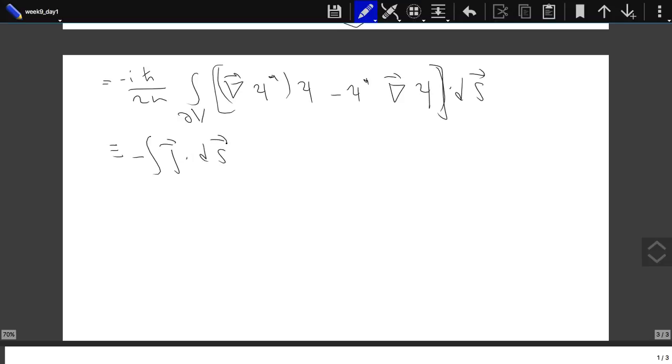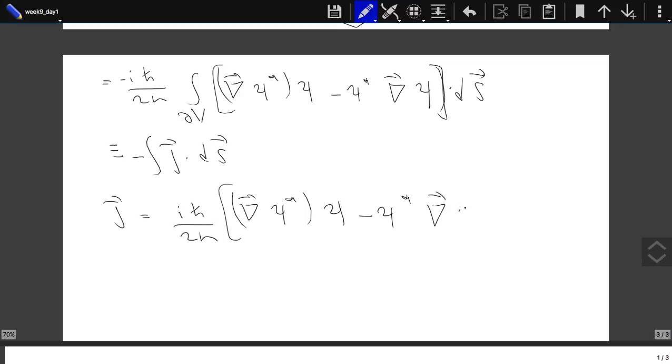And so we know the particle current described by any wave function. J is equal to i h bar over 2m, gradient of psi star psi minus psi star gradient of psi.